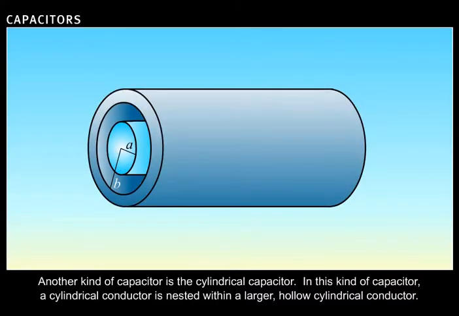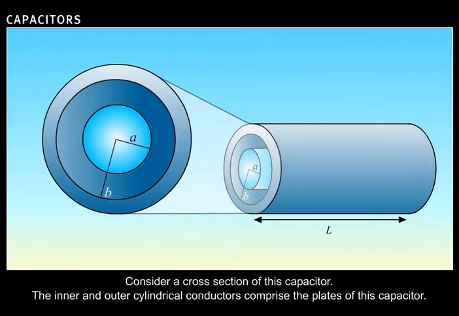Another kind of capacitor is the cylindrical capacitor. In this kind of capacitor, a cylindrical conductor is nested within a larger, hollow cylindrical conductor. Consider a cross-section of this capacitor. The inner and outer cylindrical conductors comprise the plates of this capacitor.